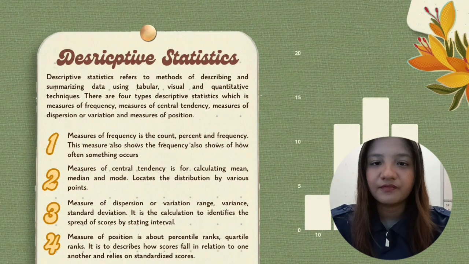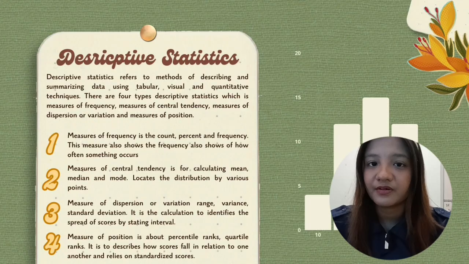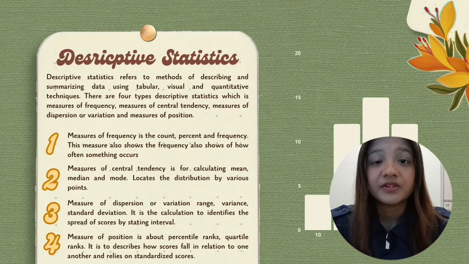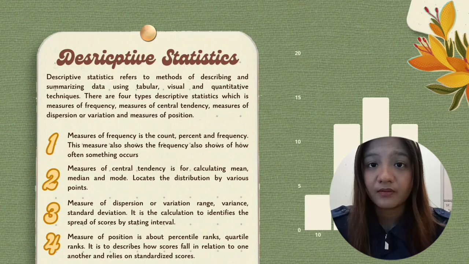Descriptive statistics refers to methods of describing and summarizing data using tabular, visual, and quantitative techniques. There are four types: measure of frequency, measure of central tendency, measure of dispersion or variation, and measure of position. Measure of frequency is the count, percent, and frequency. This measure also shows how often something occurs.